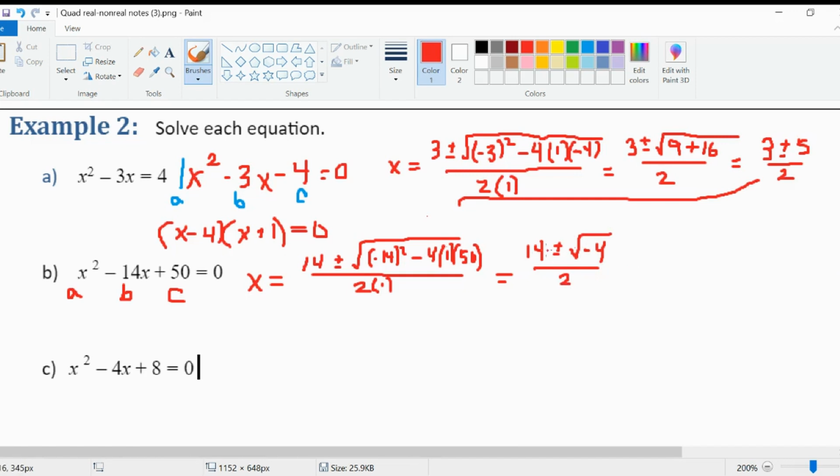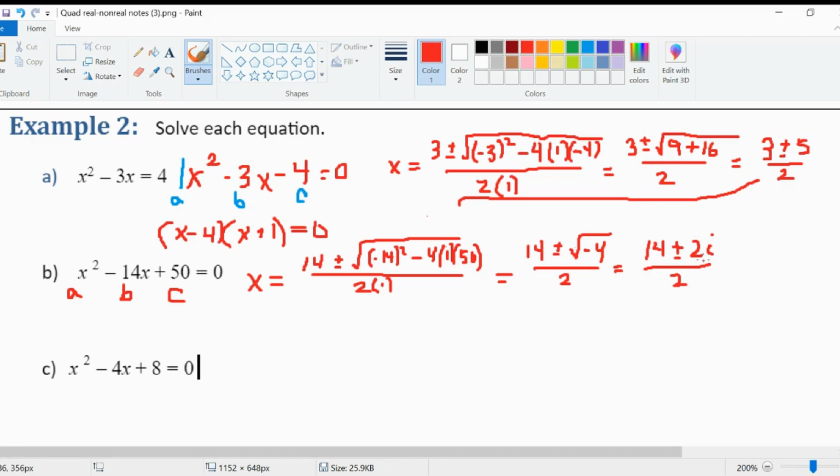And we continue. We've got 14 plus or minus the square root of negative 4. So here we see a square root of a negative. So take a minute to think. When you square root a negative, what type of number are you going to get? If you said imaginary, you are correct. So 14 plus or minus, square root of 4 is 2, square root of negative 1 is i. 14 plus or minus 2i over 2.